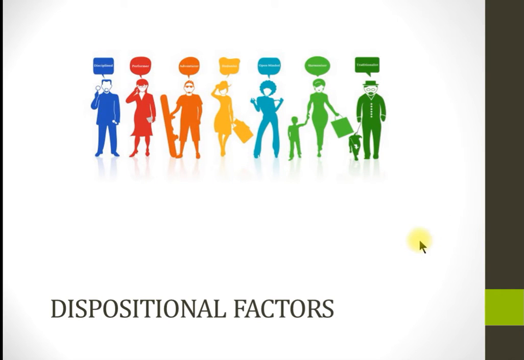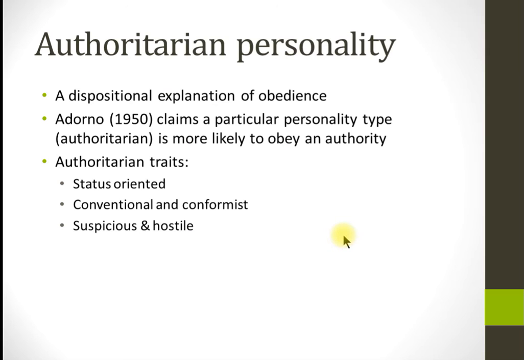Dispositional factors. Those are the situational factors and explanations for why we obey. Here are some dispositional factors. The main one is the authoritarian personality. Adorno in 1950 claimed a particular personality type is more likely to obey. They have traits such as being status orientated, so they're very concerned about what your status is. Conventional and conformist, they are suspicious and hostile, and they see the world in black and white in terms of good and evil, right and wrong.